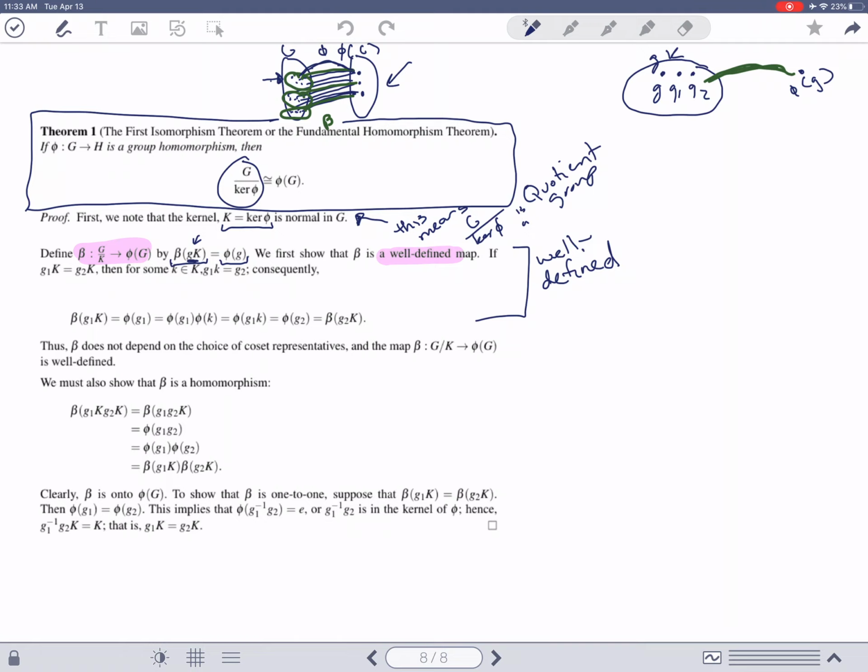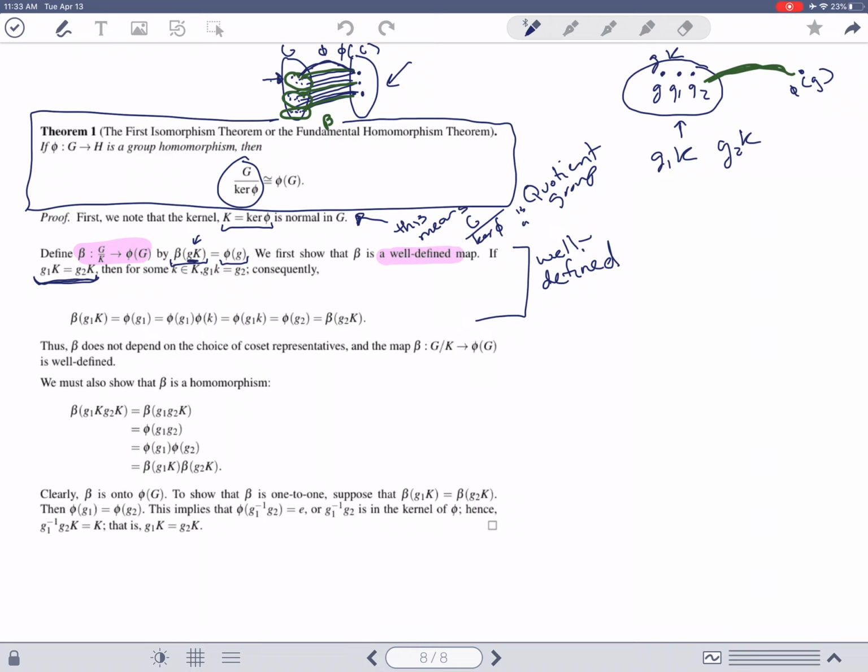Well, what does it mean? It's saying I am picking the same coset and I'm giving it two different names. So I'm worried about this coset right here. And I know I could call this coset G1 if I wanted to, the coset made by G1. I could also call it the coset made by G2. I could call it whatever representative element I want it to.